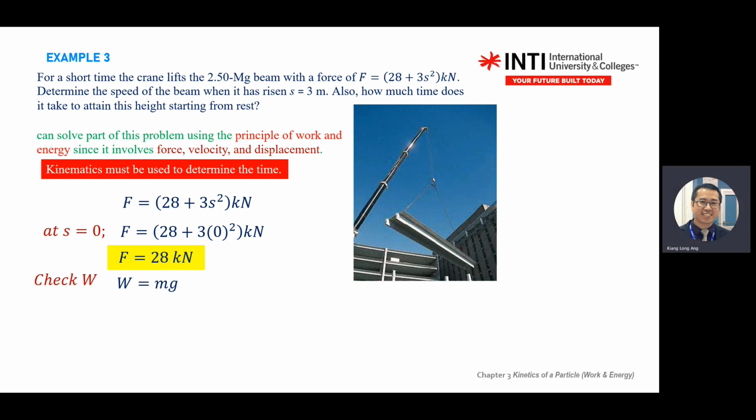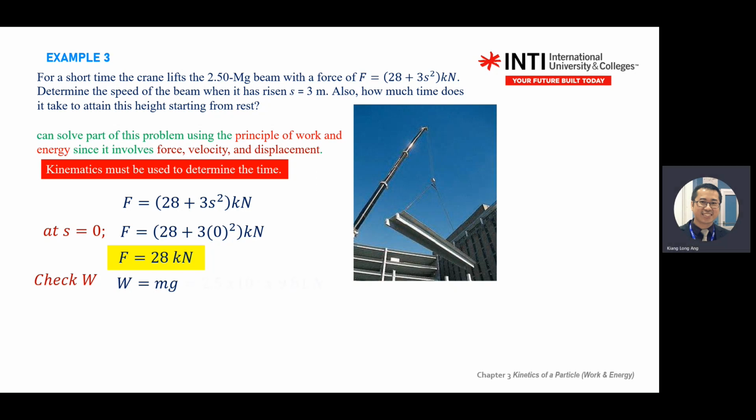If you lift an object and draw the free body diagram, the force and the weight must balance. If the force and the weight are balanced, there is no movement. If there is an imbalance of force, the object will either move down or move up. So you need to check whether the object moves up or down.